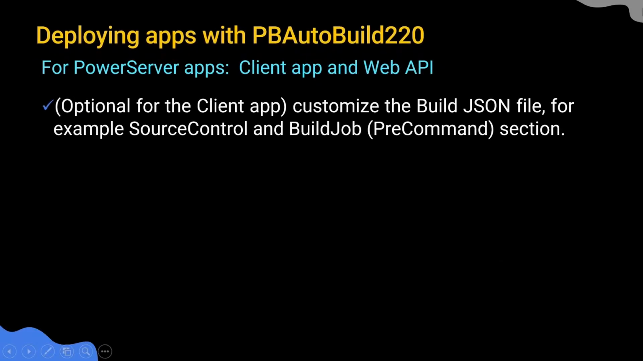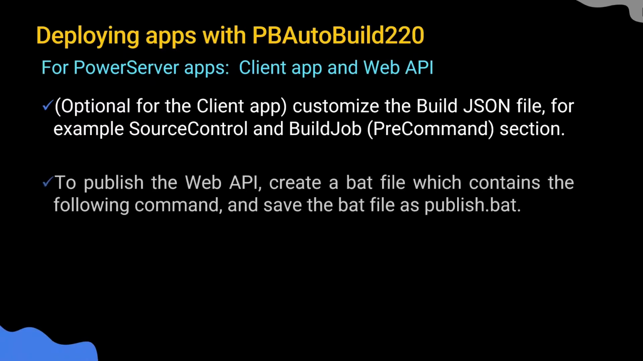For the client app, optionally customize the build JSON file, for example, source control and build JSON pre-command section. And then to publish the web API, you can create a bat file which contains the following command and save the bat file as publish.bat.